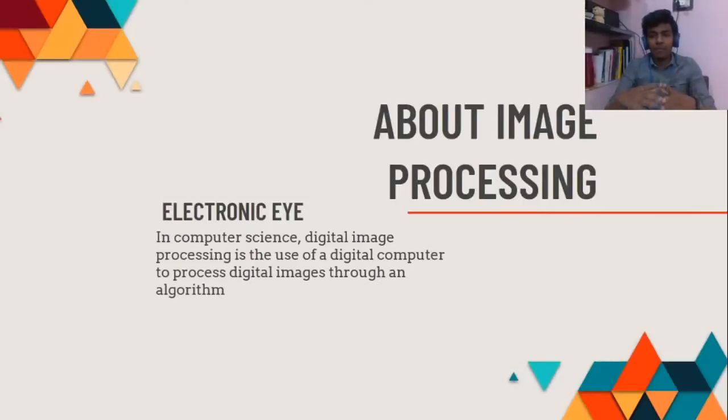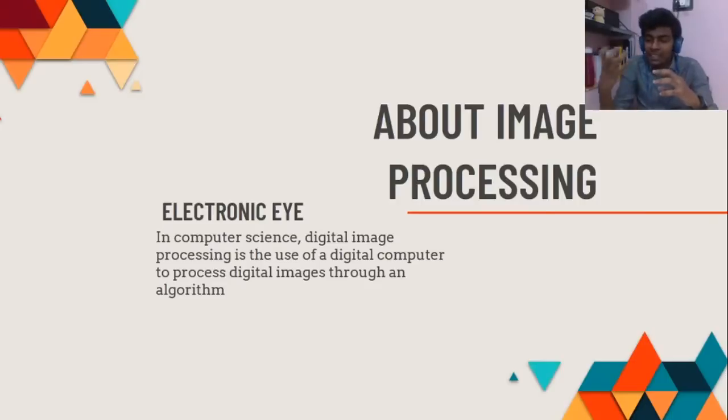So first of all, we are having a bit about image processing. Why are we going for image processing? What's the reason behind it? That is nothing but an electronic eye. Let us compare everything with the human. The main motive of every technological development is nothing but to reduce human effort, and to have machines work 24/7 instead of humans.